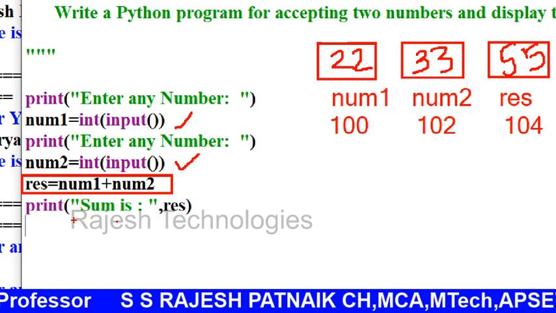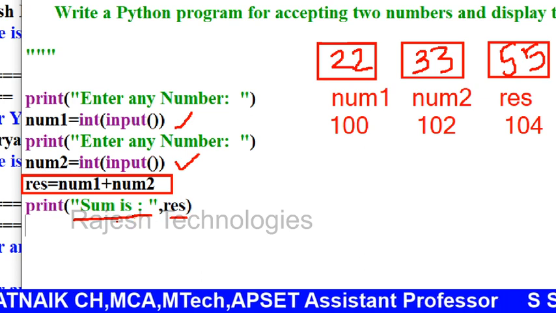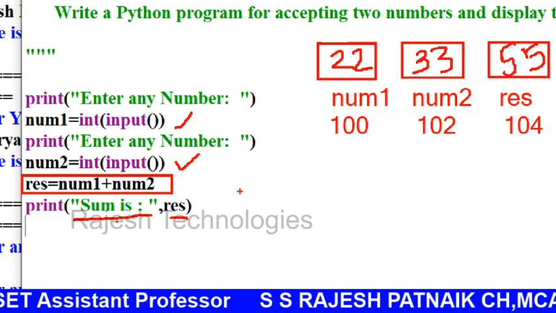Now after that, sum is displayed. This is a string. It will be displayed followed by result. What is the result? 55. So this is the analysis.